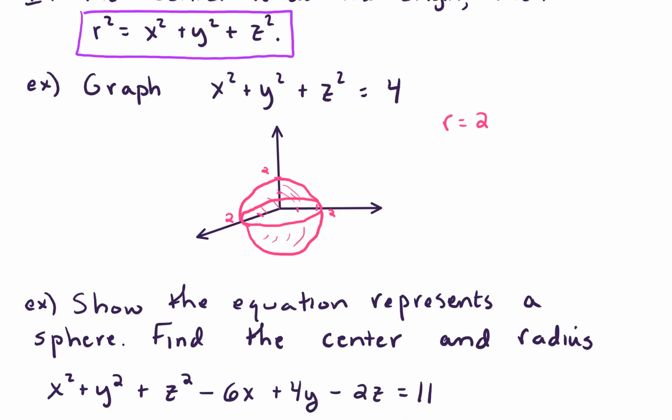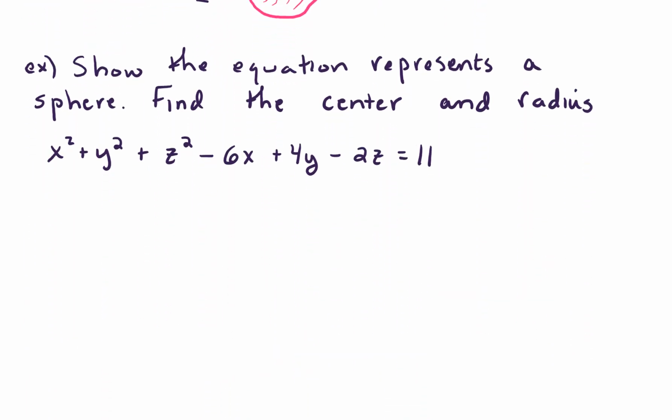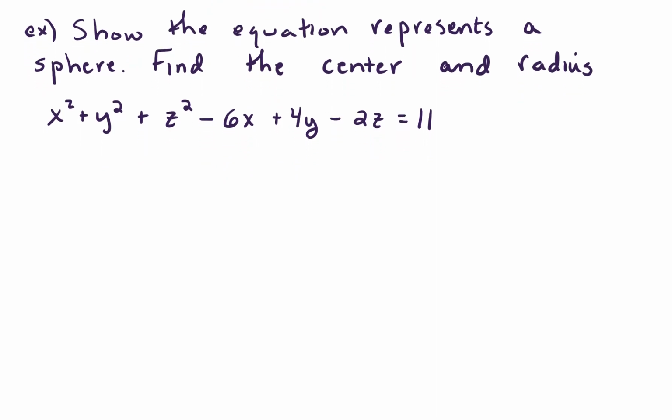Okay, as another example, let's show that the given equation represents a sphere. Find the center and the radius. So first of all, I'm thinking that this is a sphere because we've got 3 variables, x, y, and z, and they're all squared. So that tells us that we do have a sphere, but what we need to do here is a technique called complete the square. And we'll complete the square to put this in our standard form.